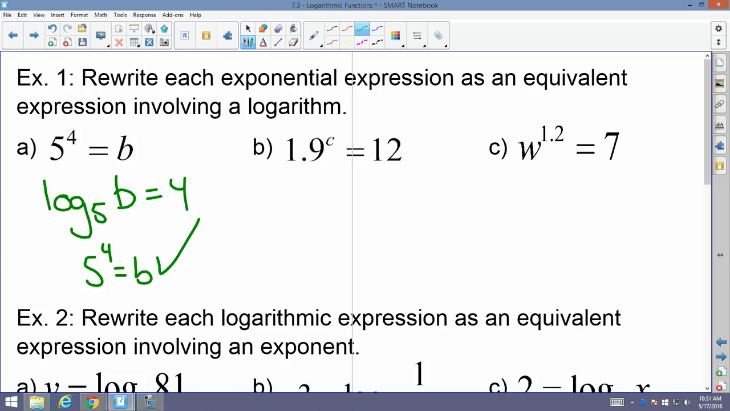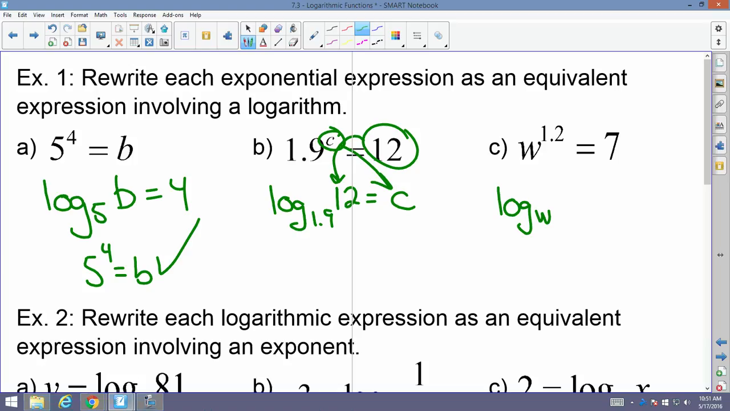What's my base? So this is log base 1.9. What's my answer? 12 equals my exponent of c. Do you see how they're inverted here, guys? The 12 was the answer here, but in this case, it looks like a product. The c was the exponent, but in this case, it's the answer. They switch, they flip, they're inverses of each other. How about c? W to the 1.2 equals 7. Log base W of the answer 7 equals 1.2.